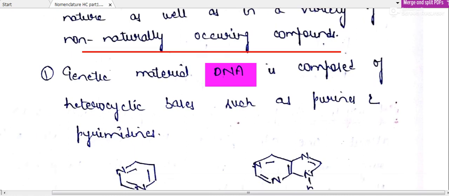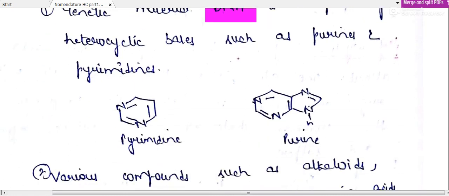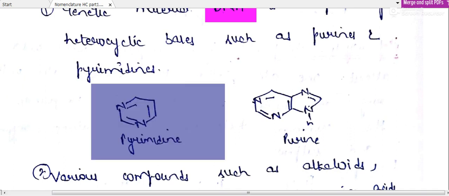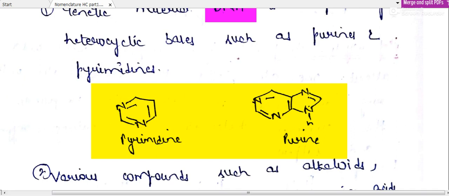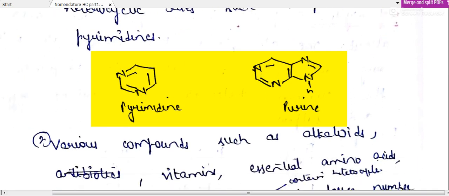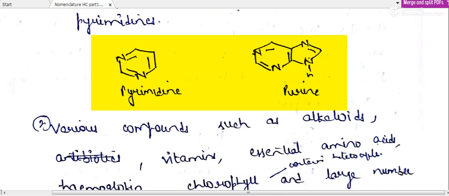You can see pyrimidine is a 6-membered heterocyclic ring containing two nitrogens, 1 3 with respect to each other. And again purine, in which there is one 6-membered ring and one 5-membered ring. In the 6-membered ring there are two nitrogens positioned 1 3 with respect to each other, and then fused with the 5-membered ring, and again there are two nitrogens positioned 1 3 with respect to each other. Along with the DNA, there are various other alkaloids, vitamins, essential amino acids, hemoglobin, and chlorophyll, which contain heterocyclic rings.